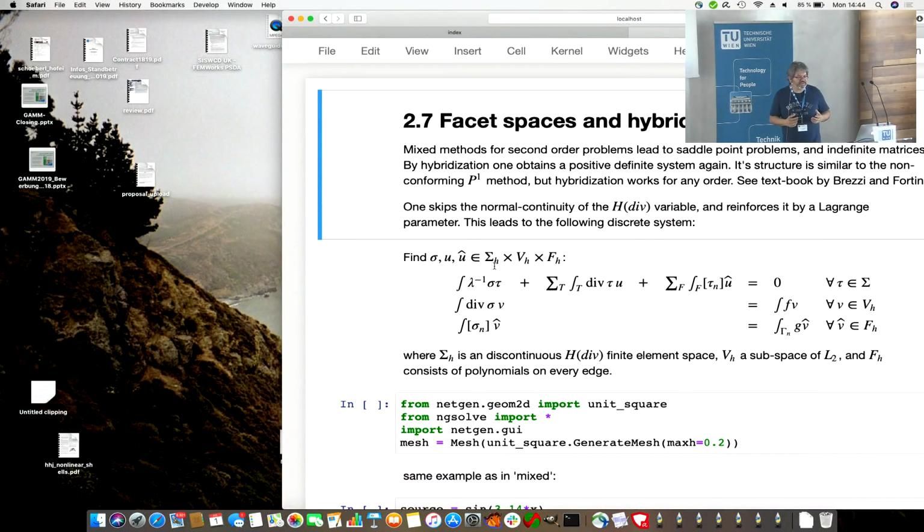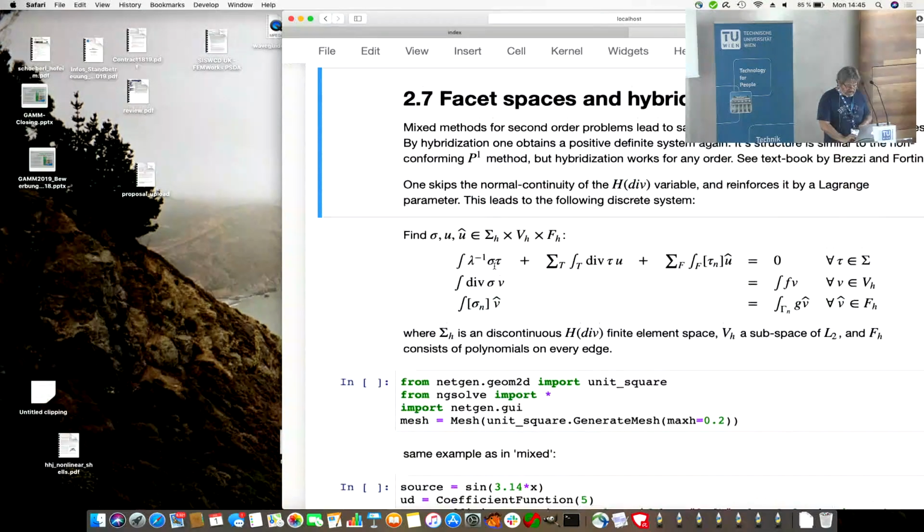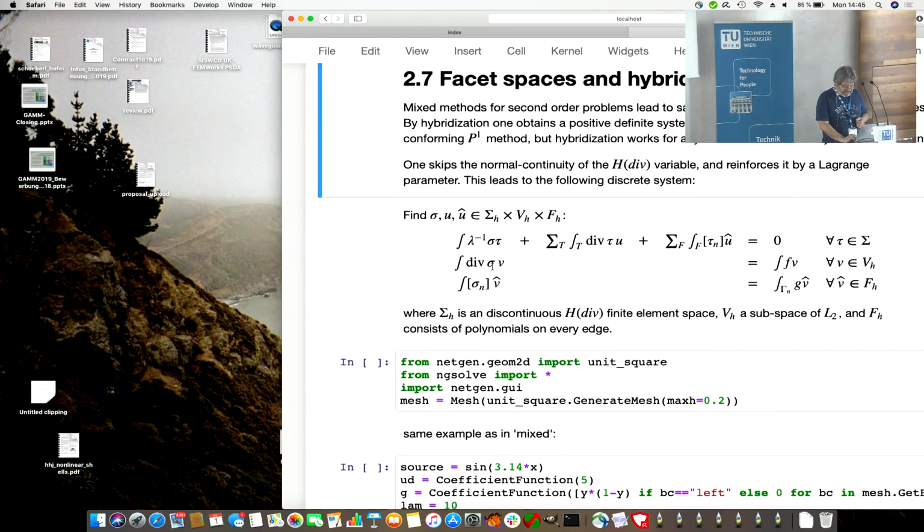The problem with this mixed Raviart-Thomas system is that you have to solve a saddle point problem where you could also solve a positive definite problem, which is much nicer. And with this hybridization trick, you can reduce the saddle point problem to a positive definite problem. What you do here is you break the continuity of the HDiv elements and reinforce it again by Lagrange multipliers. You start this by making the problem look more complicated, introduce a facet space, U hat, which are polynomials living on the individual edges.